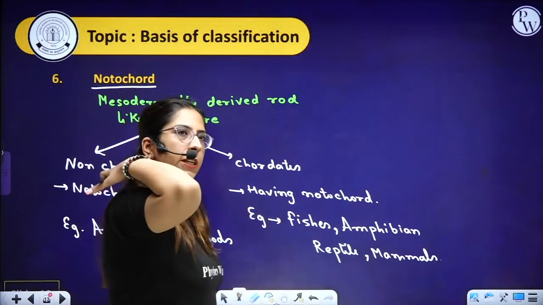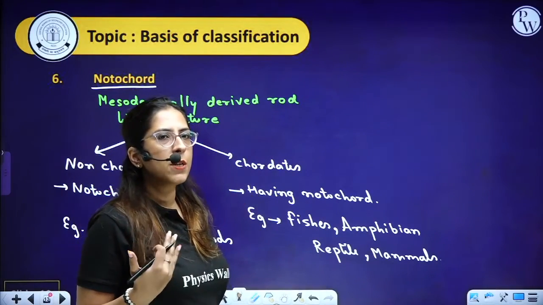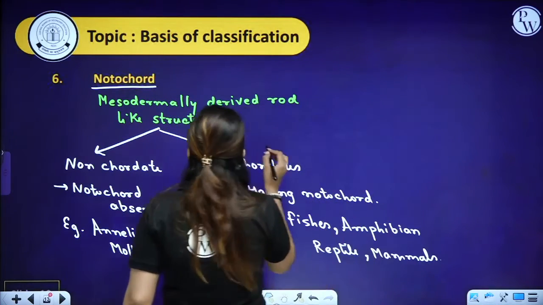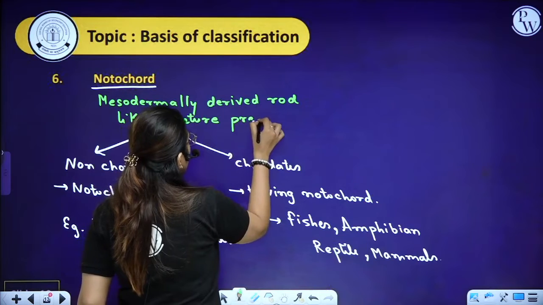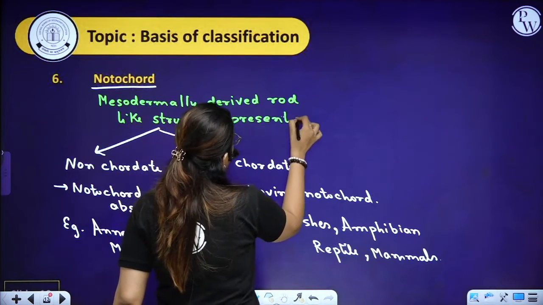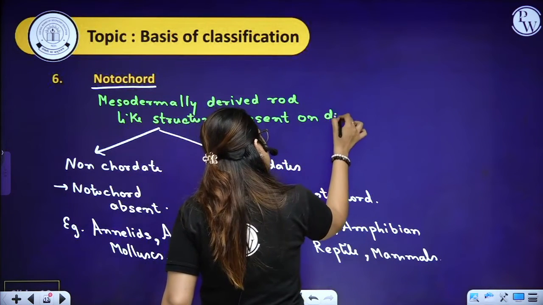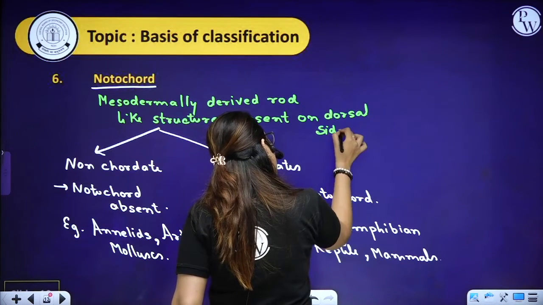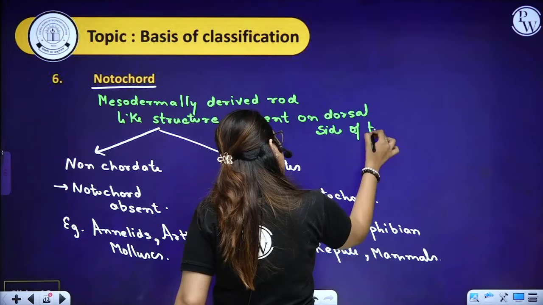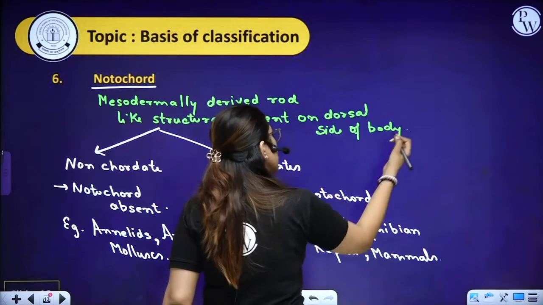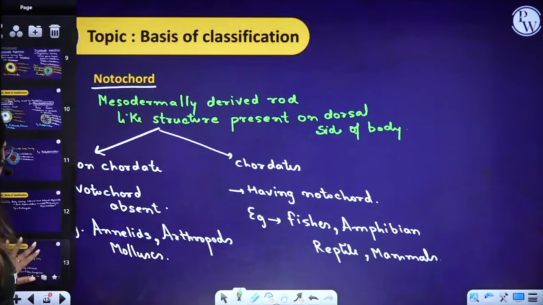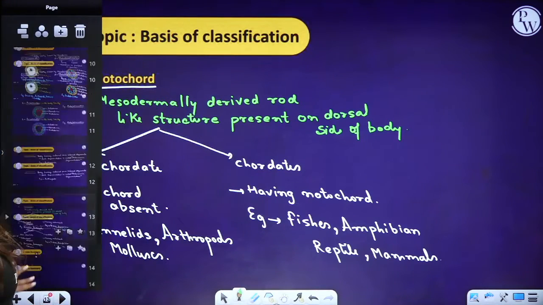This mesodermally derived structure, so where is it present? On the dorsal side. That also you can write, present on the dorsal side of the body. Clear? The non-chordates. Clear, buddies?